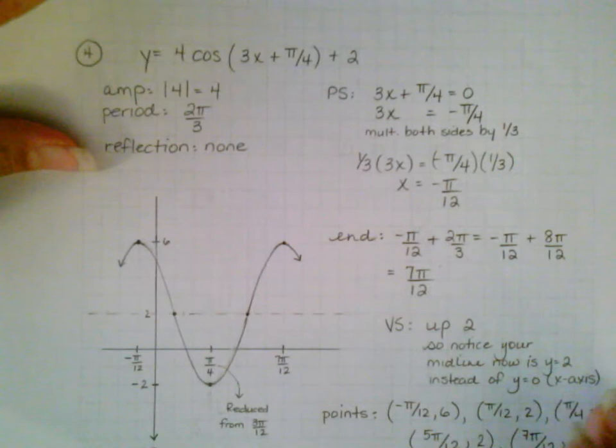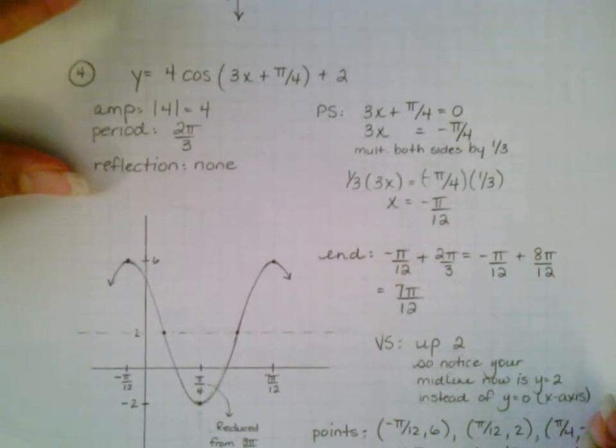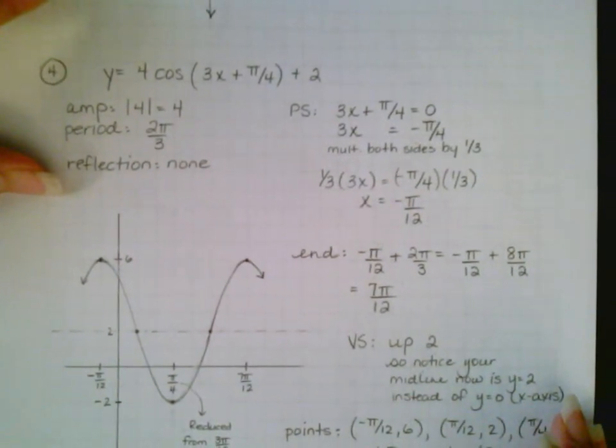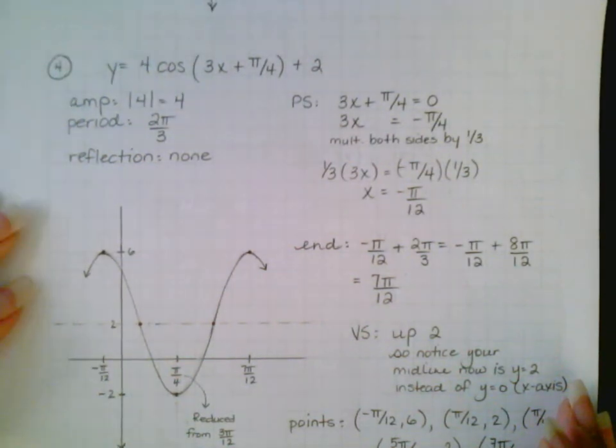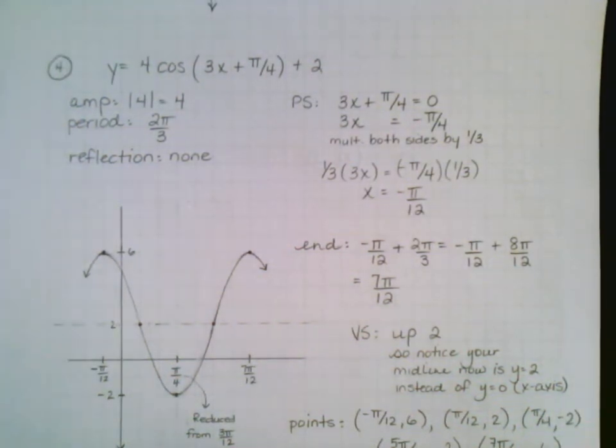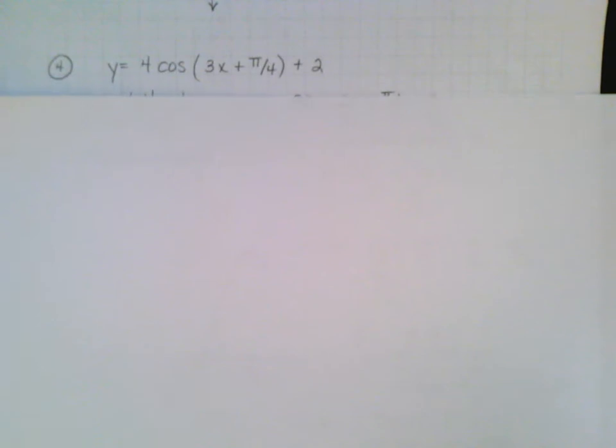This one, I made sure to do one that had a vertical shift. And this is our last one. I know it's been a long lesson. So again, pause it right now so that you can copy down this problem and at least figure out all the characteristics, and then we'll go from there.